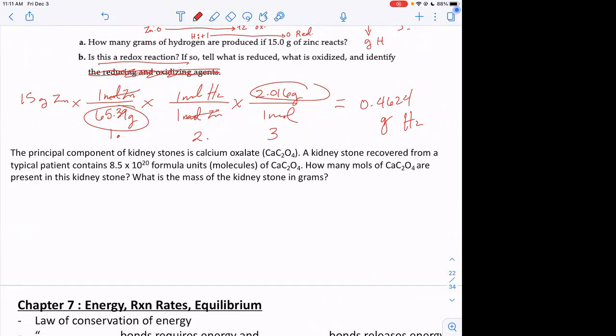Oh, I think this one is a problem. I want y'all to read this and tell me what we got to do. It says the principal component of kidney stones is calcium oxalate. A kidney stone recovered from a typical patient contains 8.5 times 10 to the power of 20 formula units, which is just a fancy word for molecules. That many molecules of calcium oxalate. How many moles of calcium oxalate are present? What's the mass of the kidney stone in grams? What would you do here?